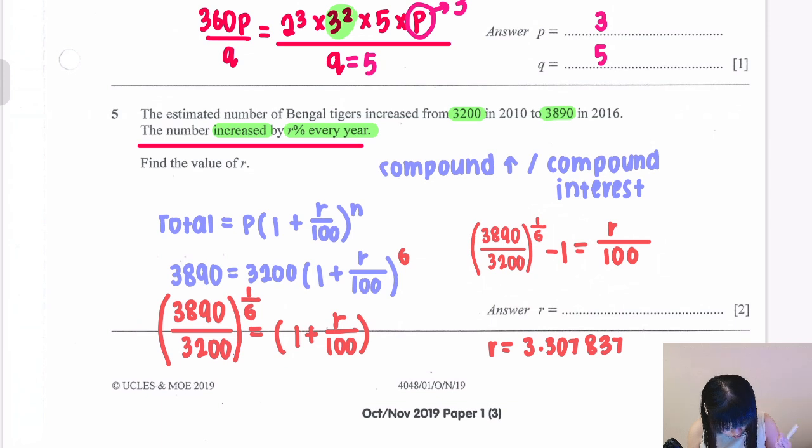3.307837. And since this is not an exact number, I will round off to 3 SF. So for 3 SF, I will look at this, which means I round up to 3.31. So my R is 3.31.